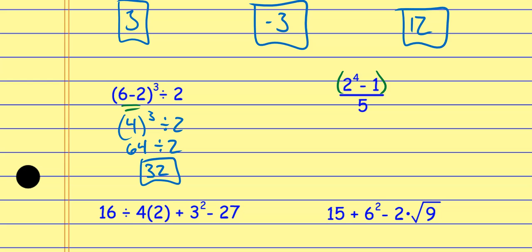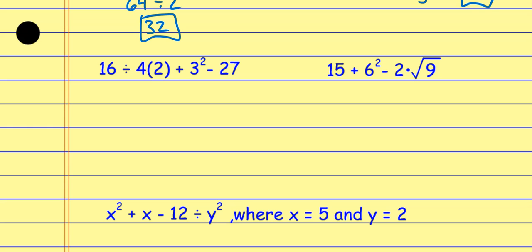So I start inside the parentheses. Inside those parentheses, I have an exponent and I have subtraction. So I do the exponent first. So 2 to the 4th power is a 16. Again, I still have those parentheses that weren't originally written there. All right. Inside those parentheses, I do the subtraction next. That's a 15. And now I can do that division, which is a 3. Okay?